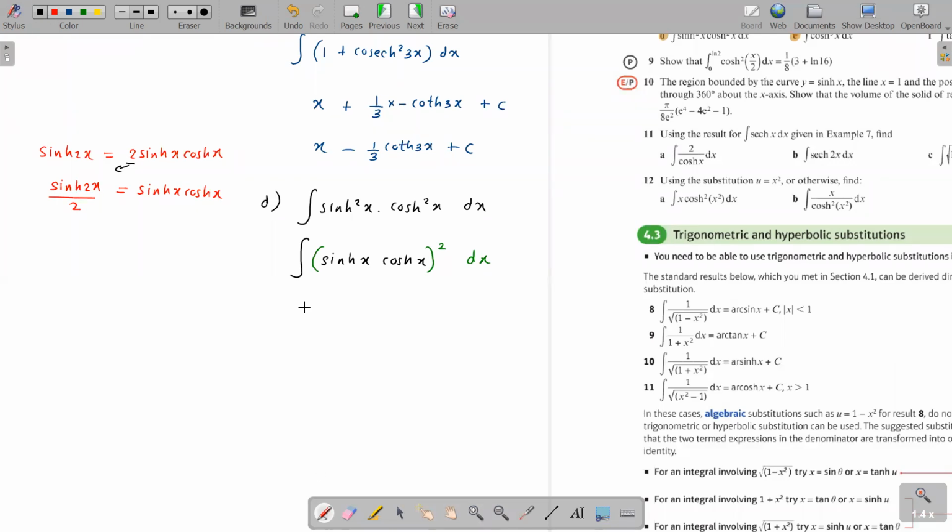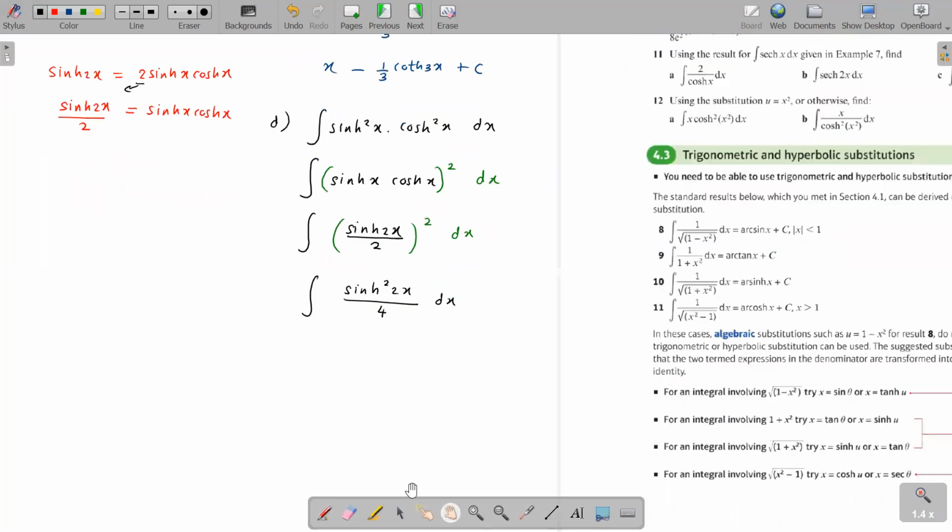Okay, so let's input that. This is sine 2x over 2. So then don't forget outside there's a power 2. So then the power 2 will affect here. Inside it becomes sine square 2x. Over the 2 becomes a 4. Okay, so now again we have integration of sine square. So let me take that 1 over 4 out. So I have integration of sine square 2x.